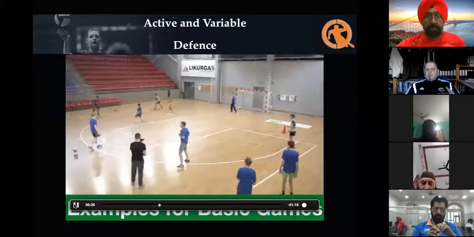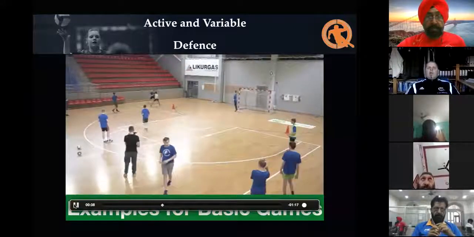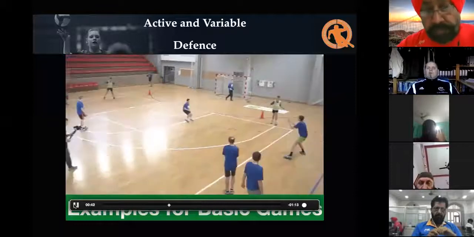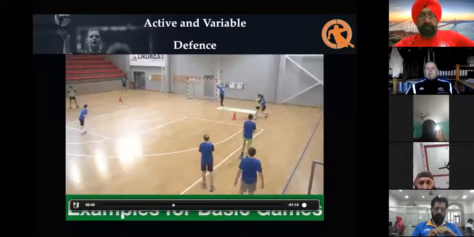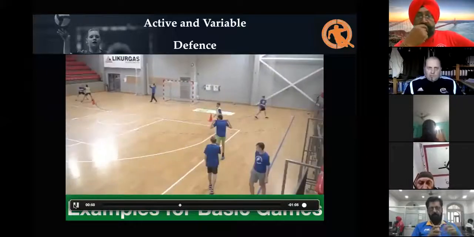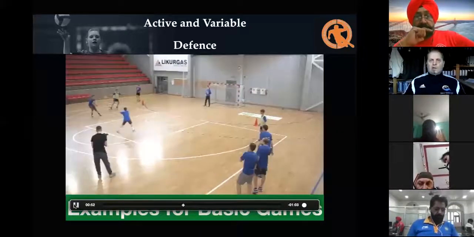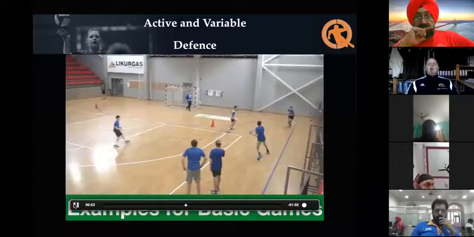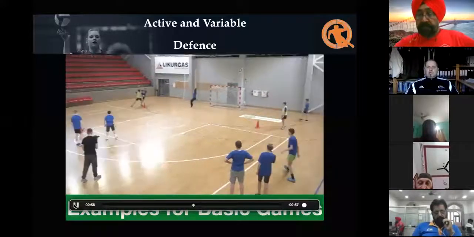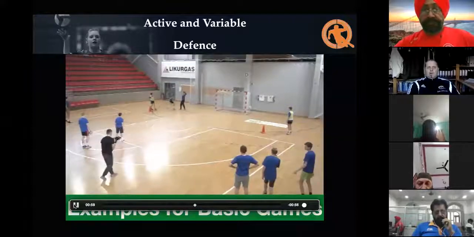And in this way, we create variability for the players in defense, but we create different situations for the players in attack too. So this is very helpful because it teaches our players in the attack positions to adapt to what the defense is doing to them and to react in a quick way.